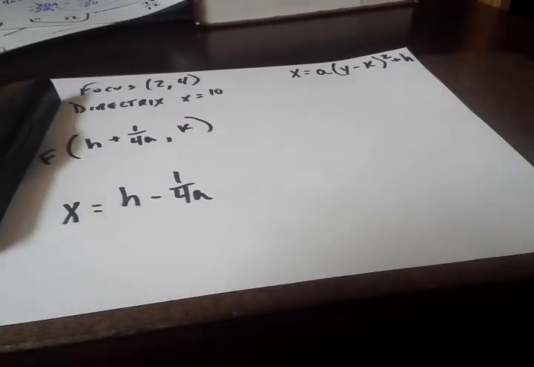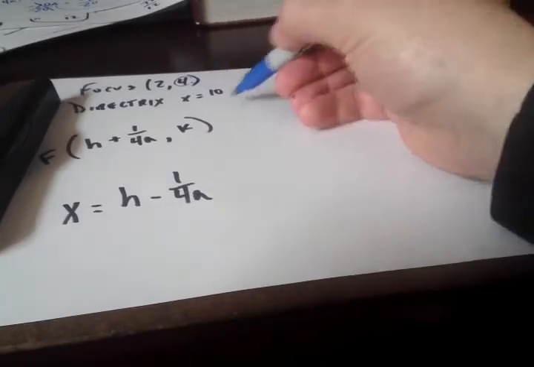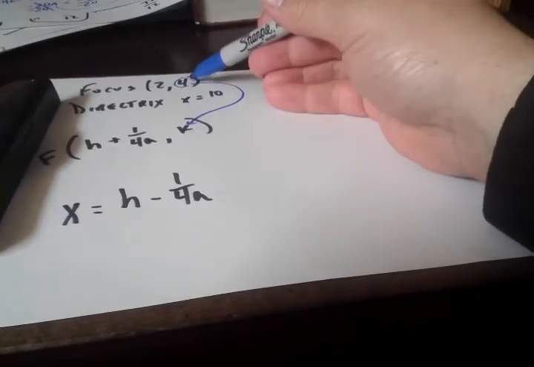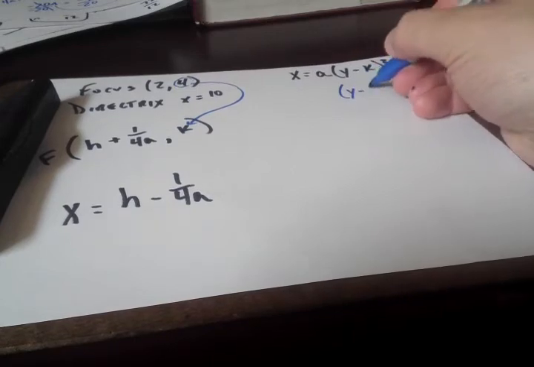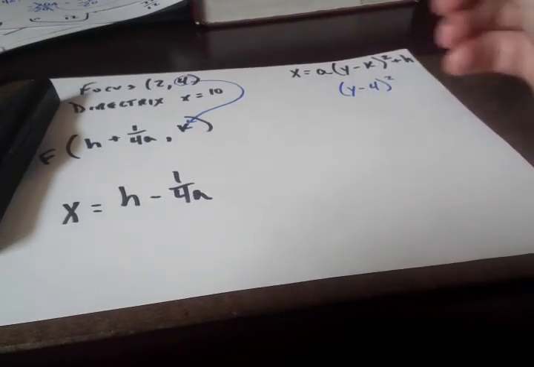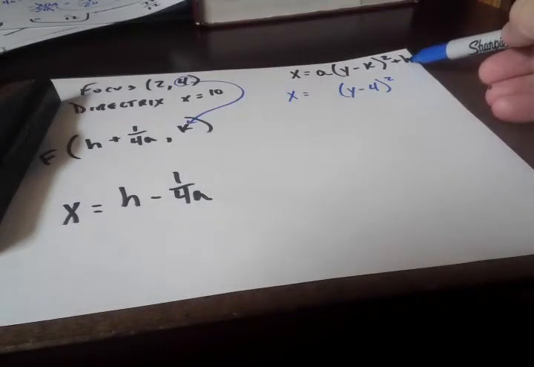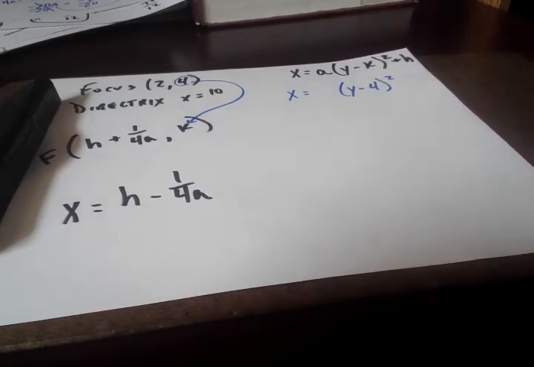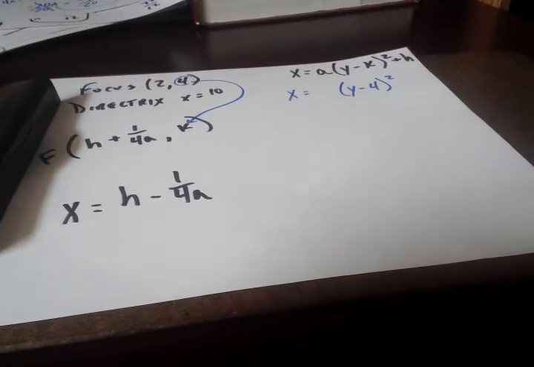First off, we know what the k is, right? See how the focus here, right? The focus. All right, so this is 4. So the k is 4, which is here. So I can just say y minus 4 squared. All right, so what we need is we need to find h, and we need to find a. Okay, so let's go ahead and look at our directrix now.